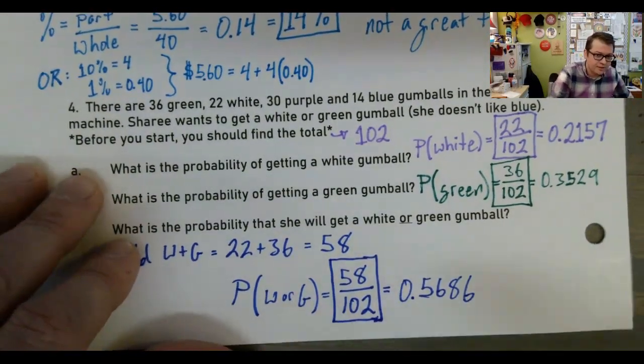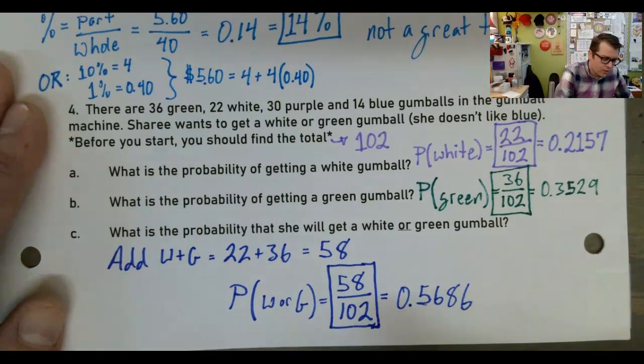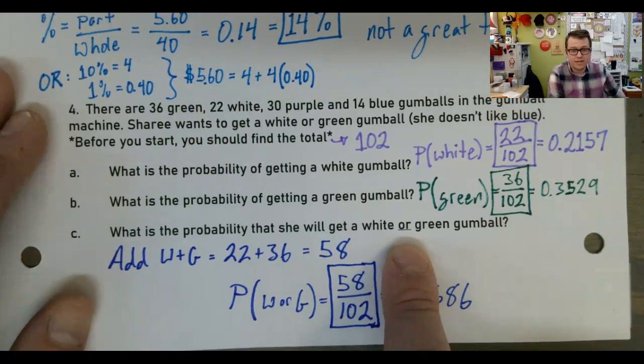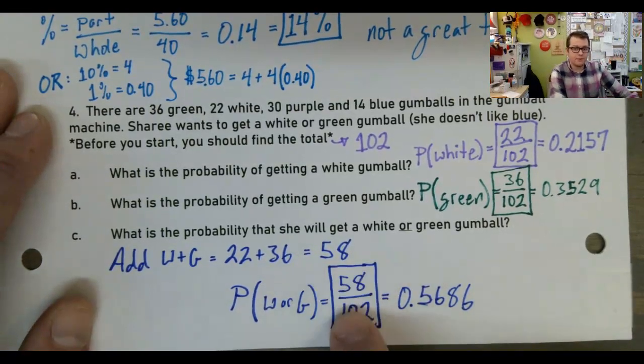The white or green, for the white or green, or means we need to add them up, right? Either one would make us happy. So white or green, we add those up to get 58. That's how we get 58 over 102.